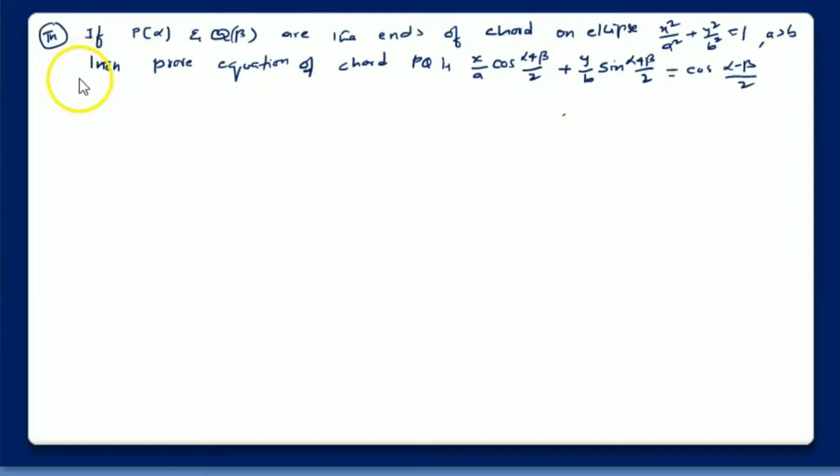P of alpha and Q of beta, these are eccentric angles, are the ends of a chord on the ellipse x square by a square plus y square by b square equal to 1, a greater than b. Then prove the equation of chord PQ is x by a cos of (alpha plus beta) by 2, plus y by b sin of (alpha plus beta) by 2, is equal to cos of (alpha minus beta) by 2. So we prove this like this.